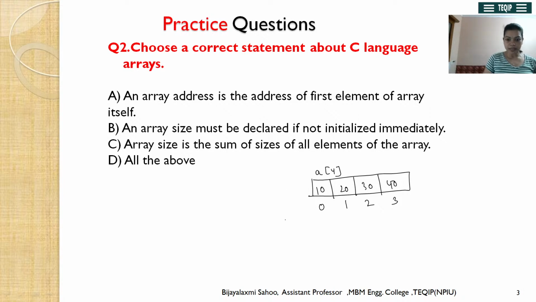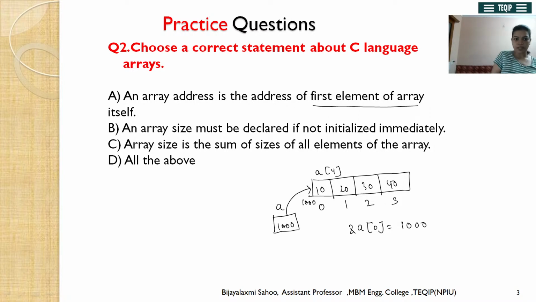The base address of an array is stored in A, where A is the name of the array. If this address location is 1000, then A will store 1000 and will point to this location, or else the address of A of 0 also gives you 1000. So this statement is correct. An array address is the address of the first element of an array. This statement is correct. An array size must be declared if not initialized immediately. So definitely this is also true.